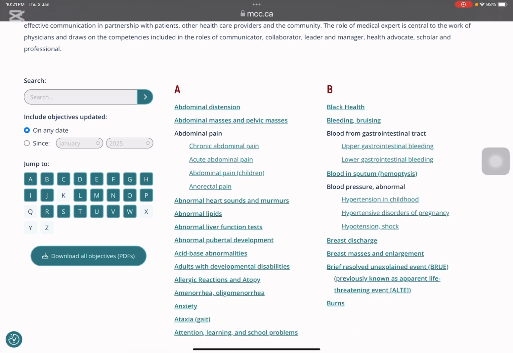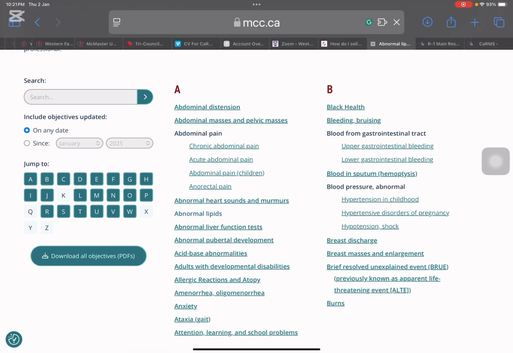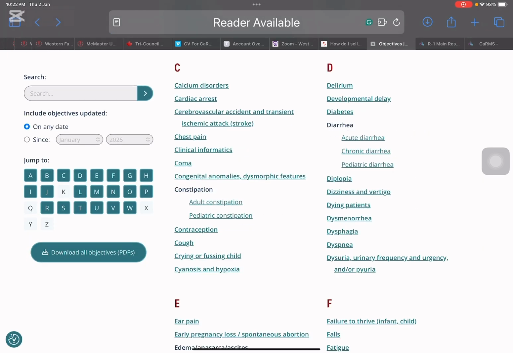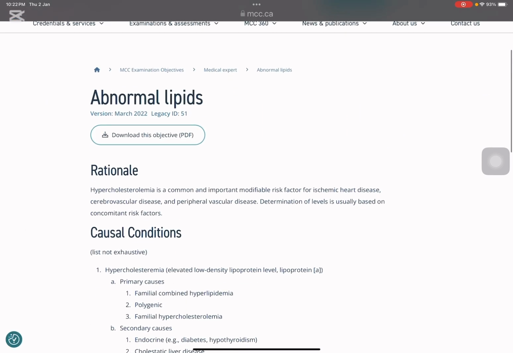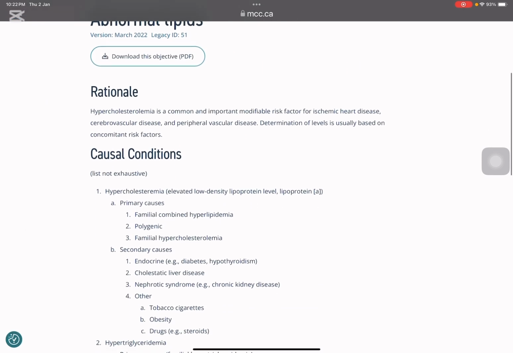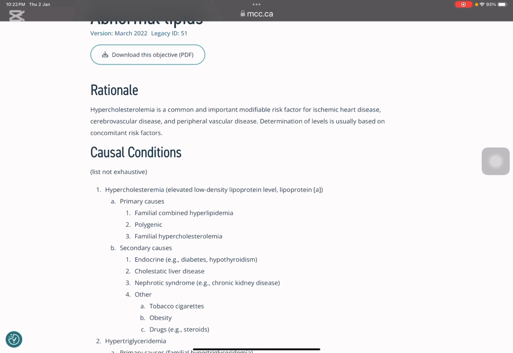In the MCC objectives, you can find dyslipidemia as abnormal lipids in section A of the alphabet. So let's quickly go through this objective, and then we will continue with Toronto Notes. Okay, so here you go. Abnormal lipids: hypercholesterolemia is a common and important modifiable risk factor for ischemic heart disease, cerebrovascular disease, and peripheral vascular disease.